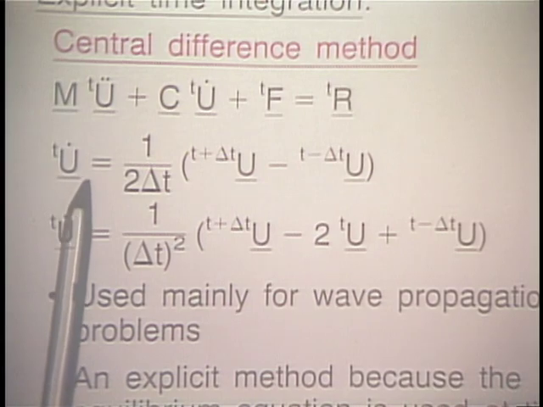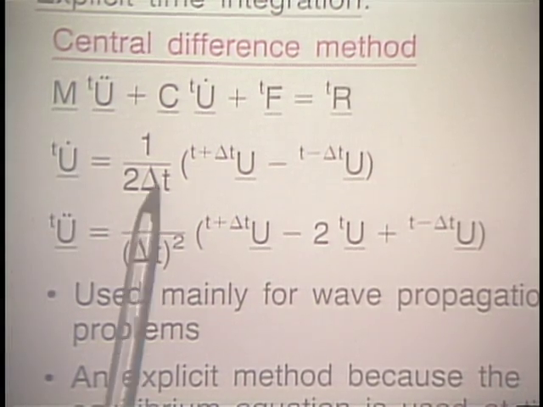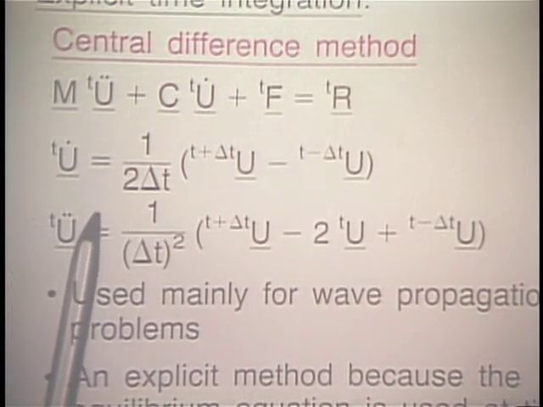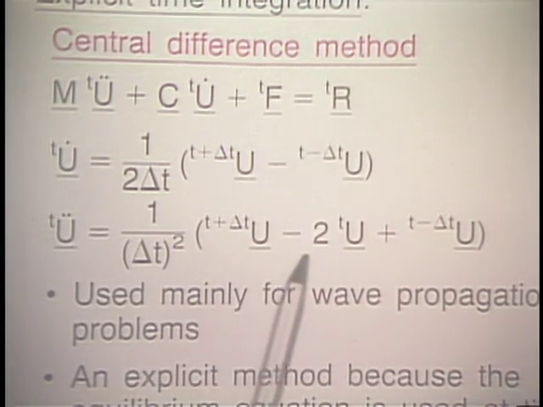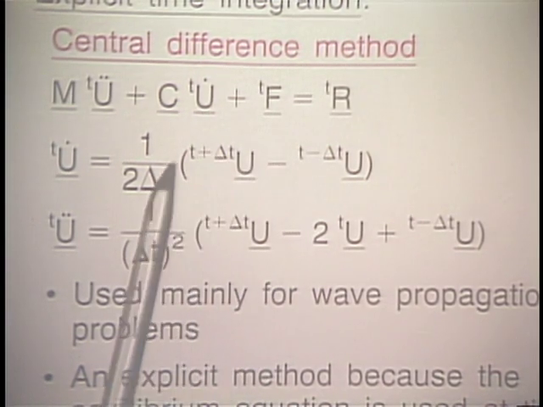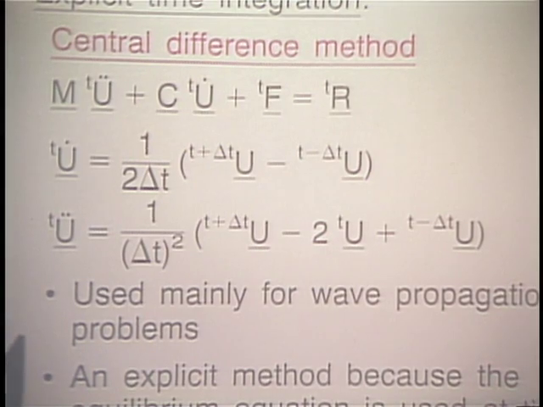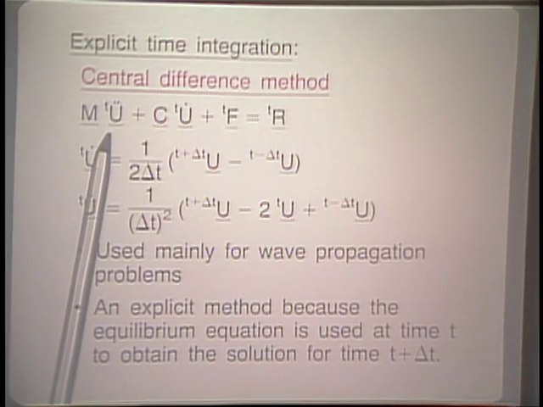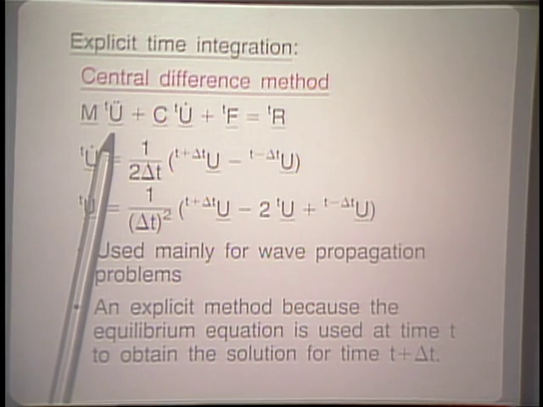We expand the velocity at time t as shown on the right-hand side here, and we expand the acceleration at time t as shown on the right-hand side here. These are the central difference formulas. This method is mainly used for wave propagation problems. It's an explicit technique, and this is an important point. It's an explicit technique because we are looking at the equilibrium equation at time t to calculate the response for time t plus delta t.